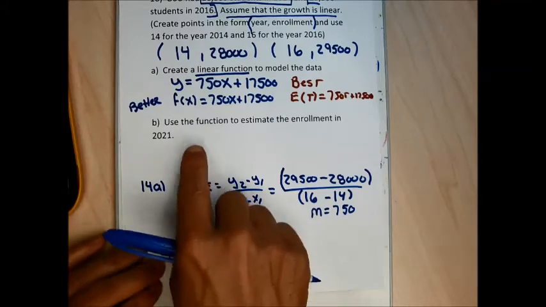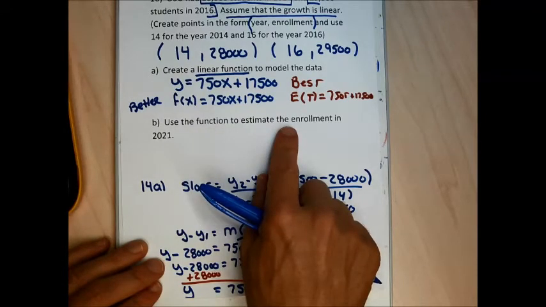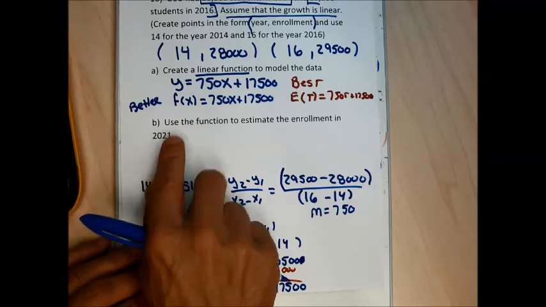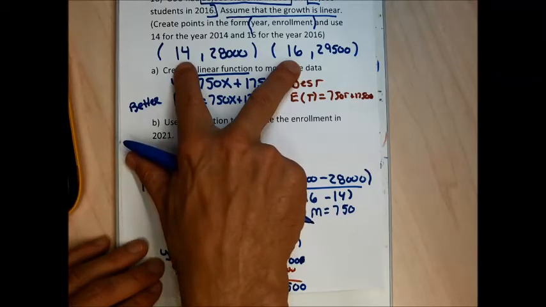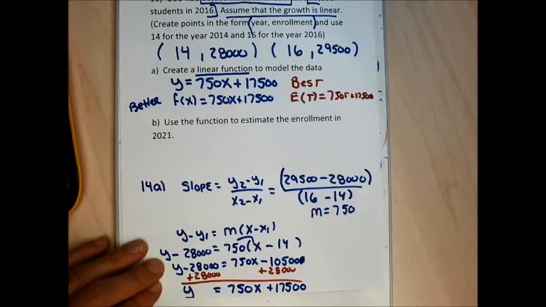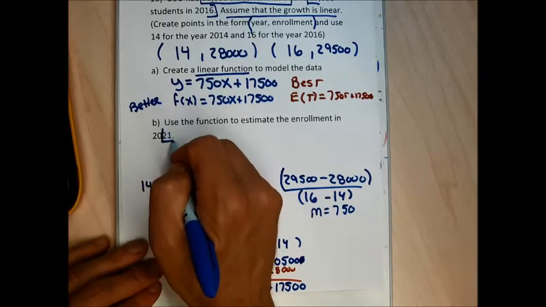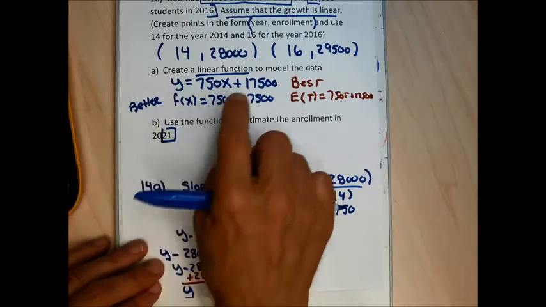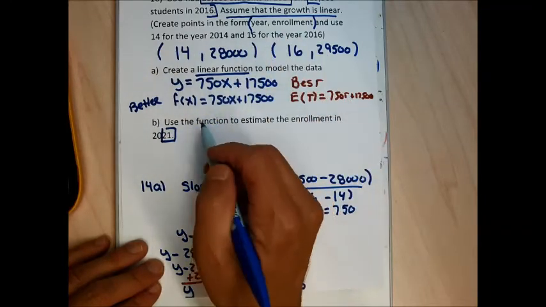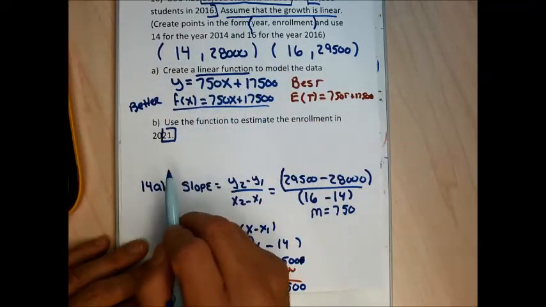Part B wants me to use the function to estimate the enrollment in 2021. So I need to put something that represents the year 2021 in for the letter that represents the time. The letter that represents the time is the X. For 2021, I'm going to use the number 21 because for 2014, I used 14. For 2016, I'd use 16. I'm going to use this version because that's probably the easiest for you.